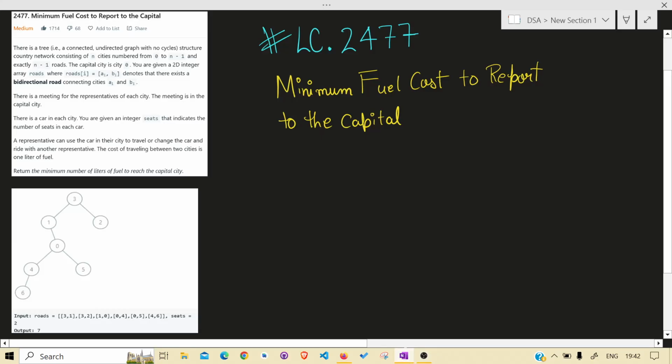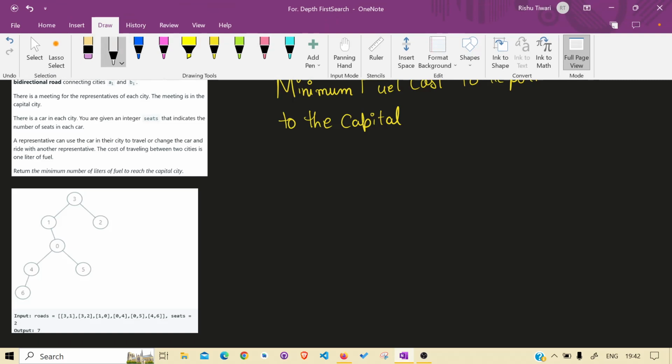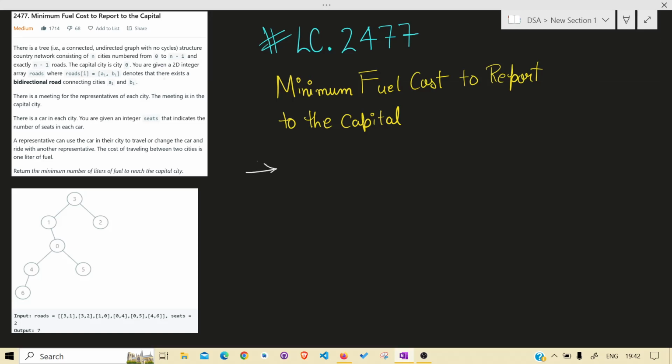Today we are solving another LeetCode problem, 2477, Minimum Fuel Cost to Report to the Capital. Before jumping into the solution, I would highly recommend you read the problem statement because it is a long one. Many things are written in it. Give it at least 15 to 30 minutes, to answer many of your whys. Let's get into the problem.